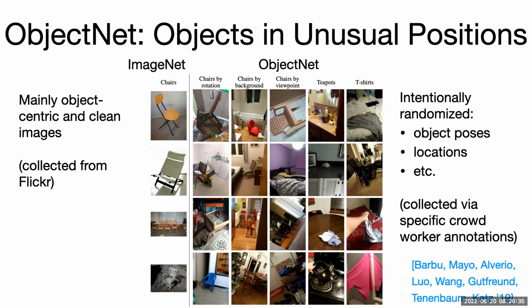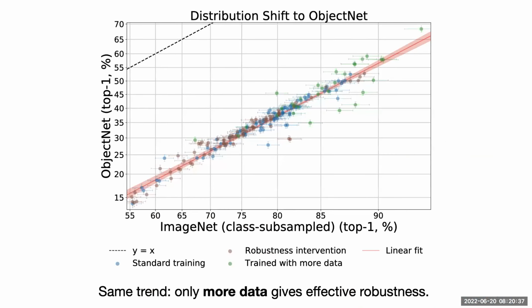And this is again the corresponding scatter plot. So all 200 models in the test bed evaluated on ObjectNet on the y-axis now. The first impression here is that this still looks pretty similar to the plot we've seen before. There's a clean linear trend, the red line, which is fit only to the blue points. And there's still a couple of green points that are a little bit above the red line. Not much, a couple percentage points, but again, training on more data does give you a little bit of effective robustness here.